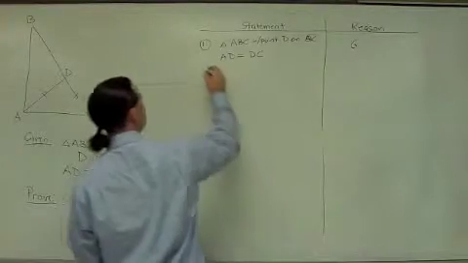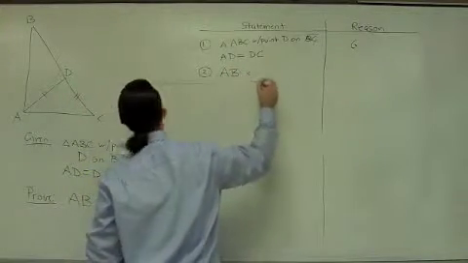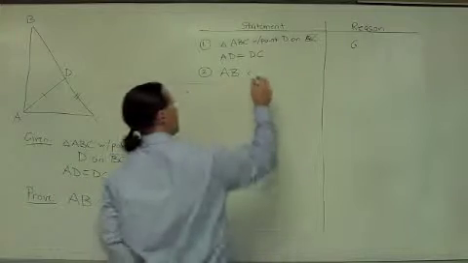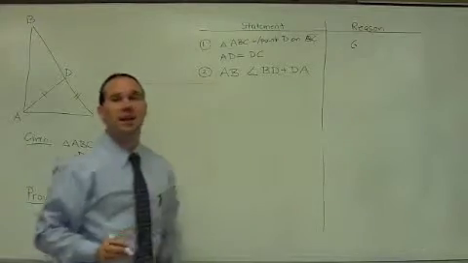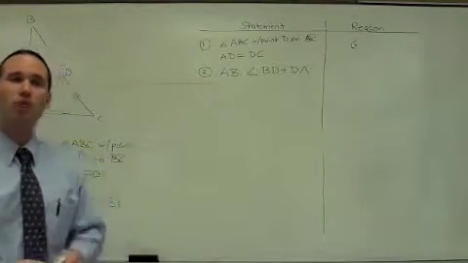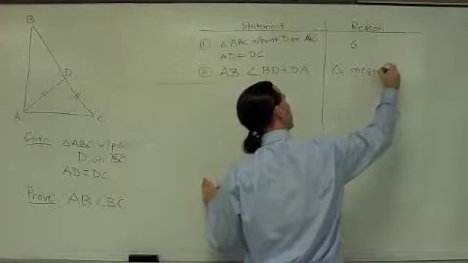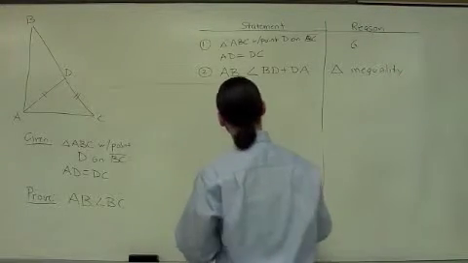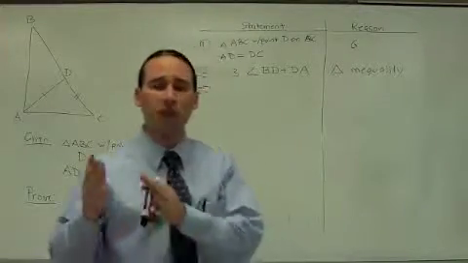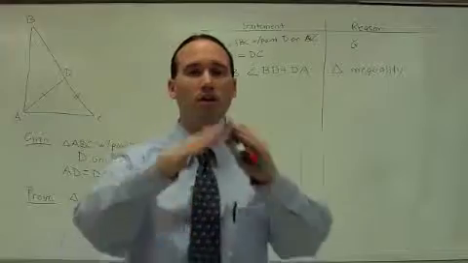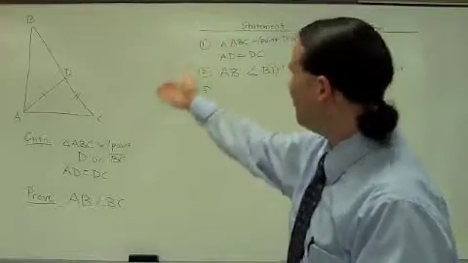We can say in step 2 that AB must be less than BD plus AD, or BD plus DA. And our reason for that is the triangle inequality. Again, triangle inequality tells us the length of any one side of the triangle has to be shorter than the sum of the other two sides. So we know now that AB is less than BD plus AD.